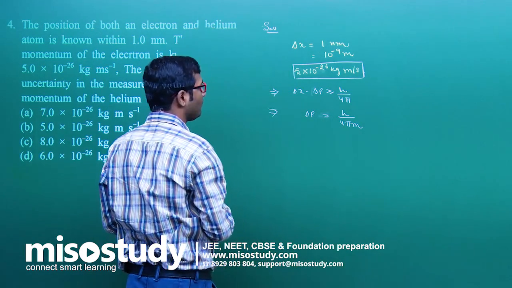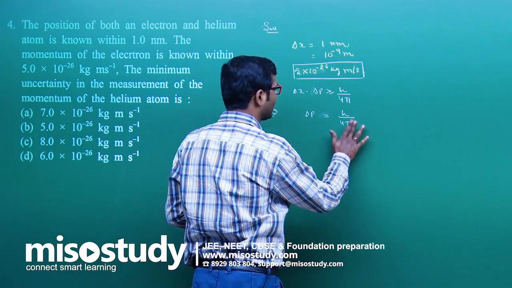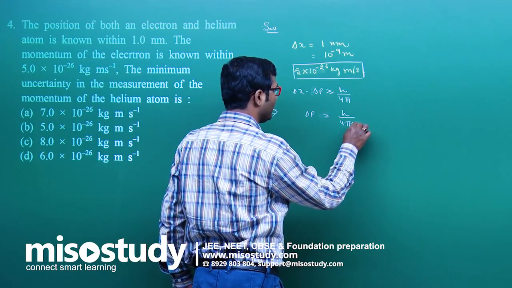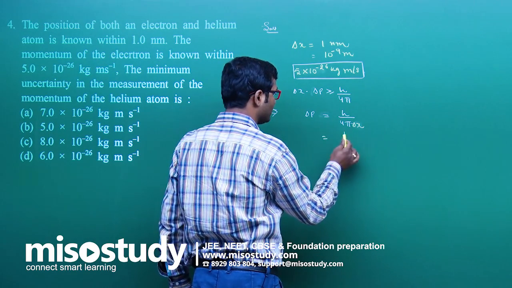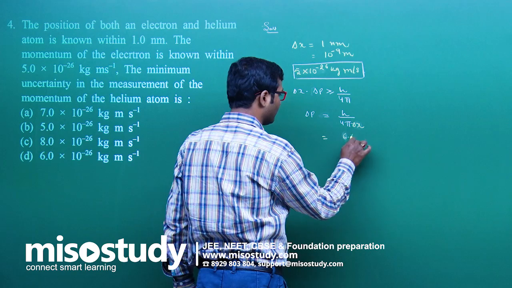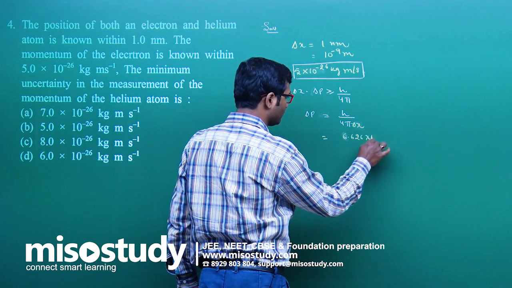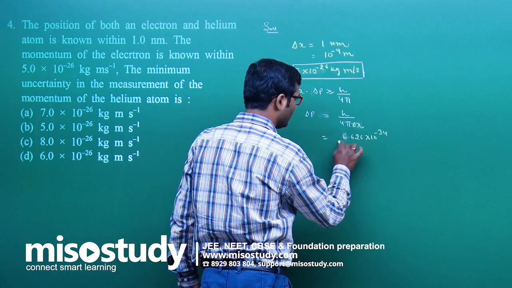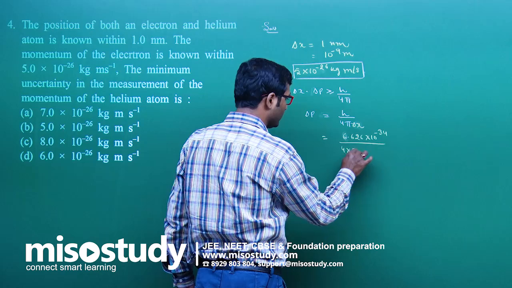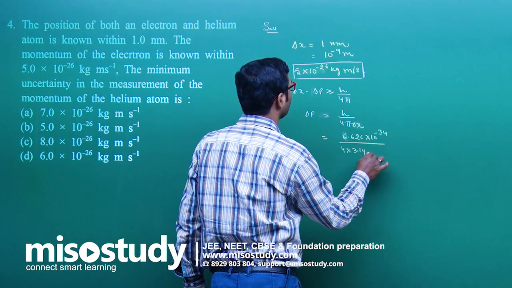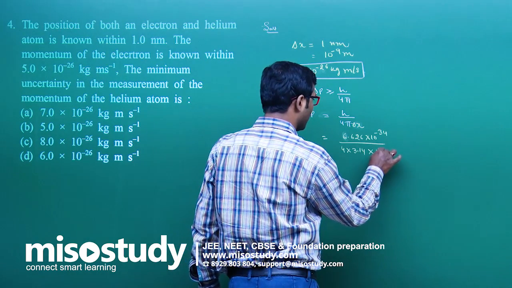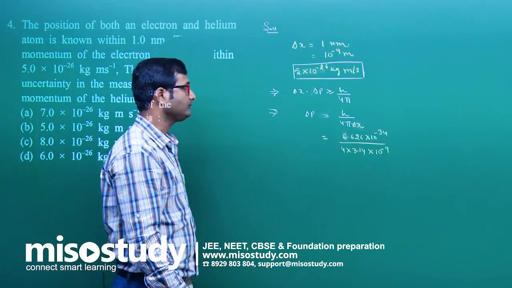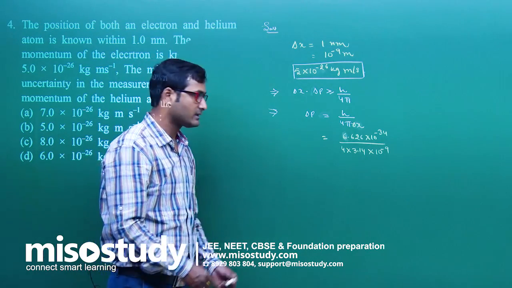Clear? Yes, 4 pi, not m, 4 pi delta x. Clear to you? Yes, 4 pi delta x. That is h, what is the value of h? 6.626 into 10 to the power minus 34 upon 4 into 3.14 into 10 to the power minus 9. Is it clear? Yes, sir.